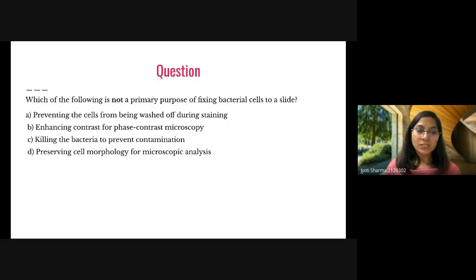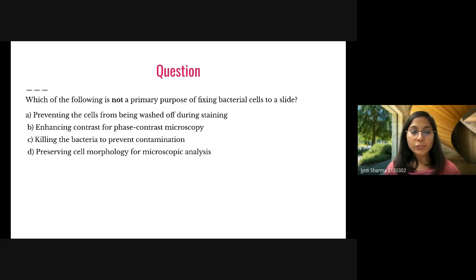Okay, this is a logical question. Which of the following is not a primary purpose of fixing bacterial cells to the slide? As I told you, we have the cells on the slide, then we will stain it, wash it, and counter stain it, and this is how we can differentiate, or see the different components of the cell. But the question here is, whenever we are fixing the bacterial cell to the slide, what is not the primary purpose of this fixing?